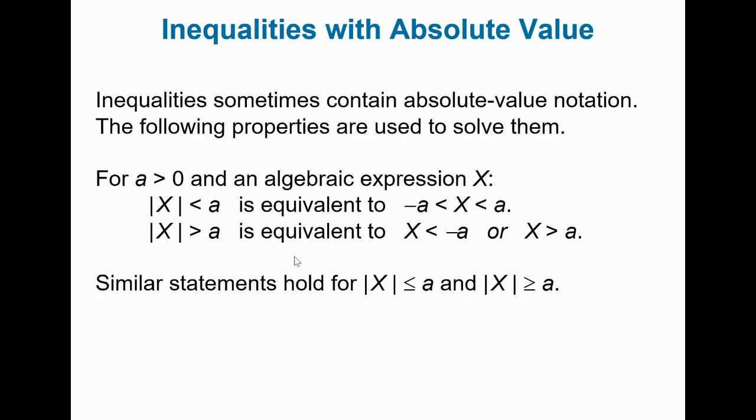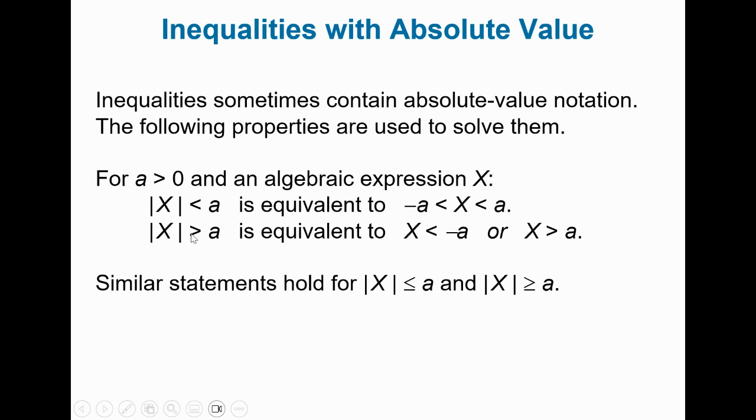All right, so that's absolute value equalities. Now it gets a little trickier because now we're talking about absolute value inequalities. Very important, have this slide in your notes. If the absolute value of some number is less than a, that translates to that number is between negative a and positive a.